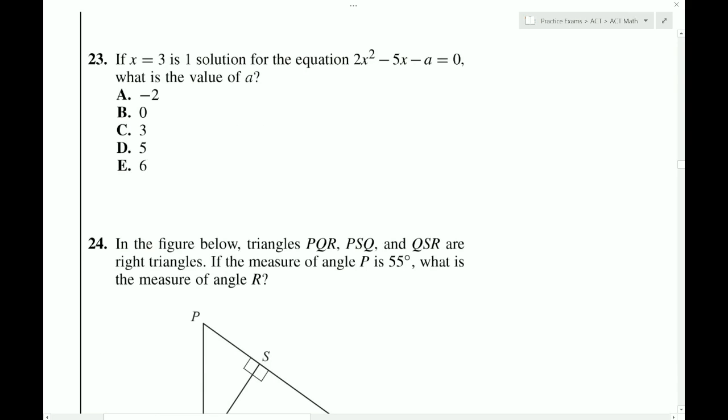If x equals 3 is one solution, what is the value of a? So we can plug in 3, since it's a solution. Okay. 3 squared is 9, times 2 is 18, minus 15. Okay. So we add a to both sides. We get 3 equals a.